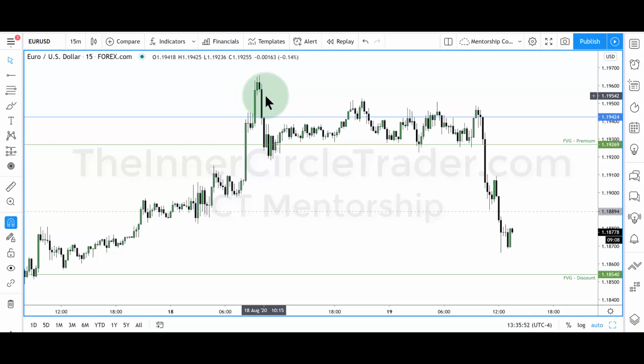It's going to be very difficult for price to get back above this candle's low. And you can see we had multiple attempts to try.